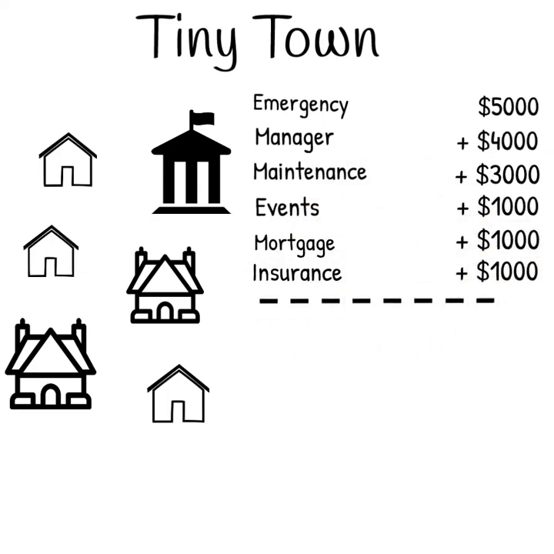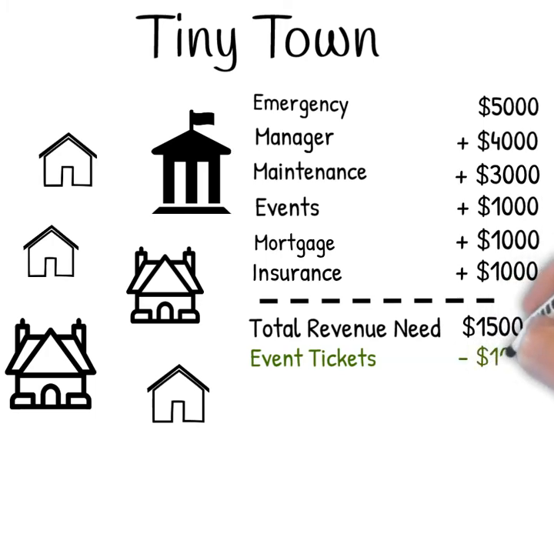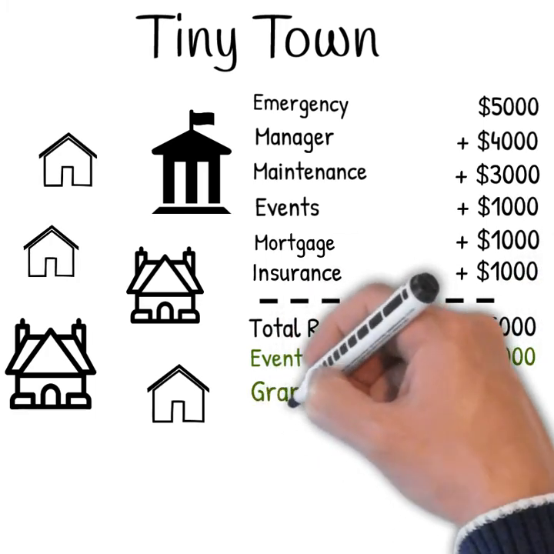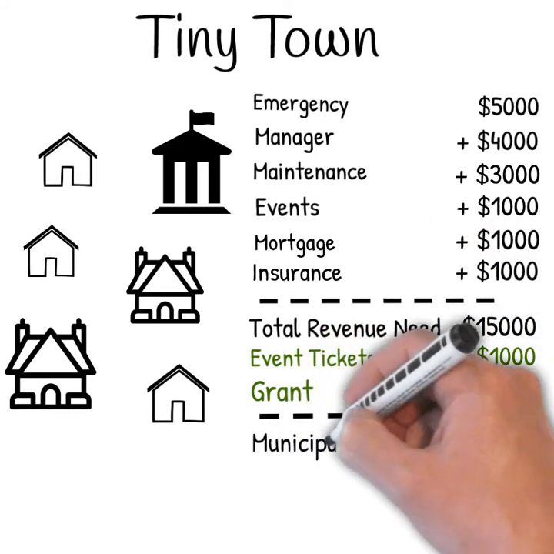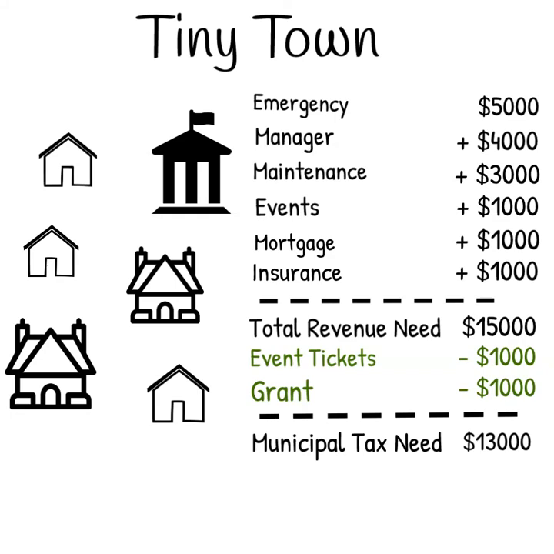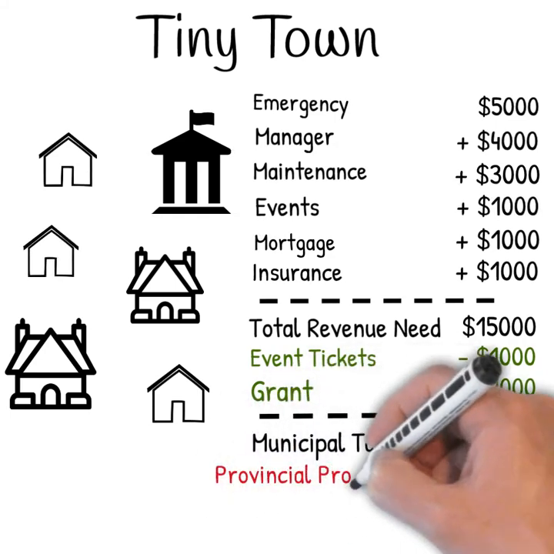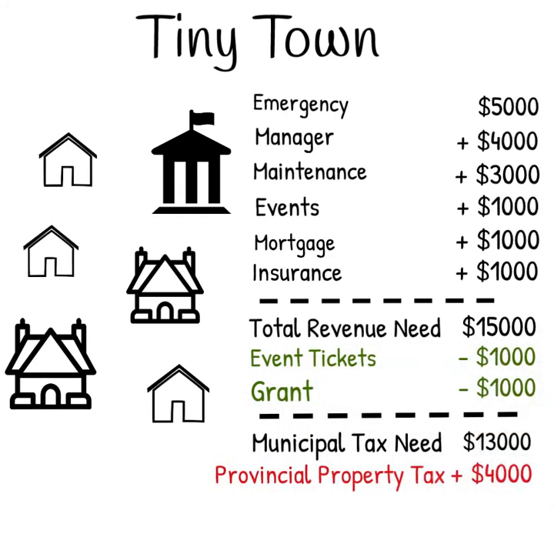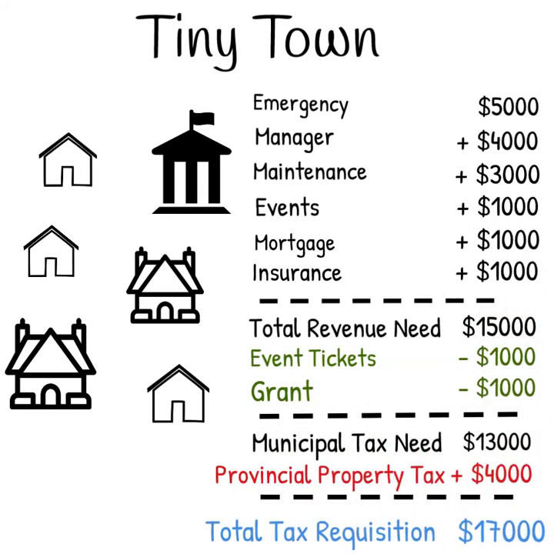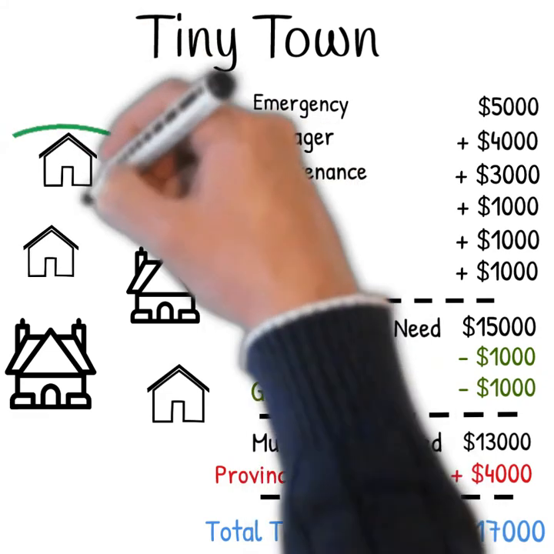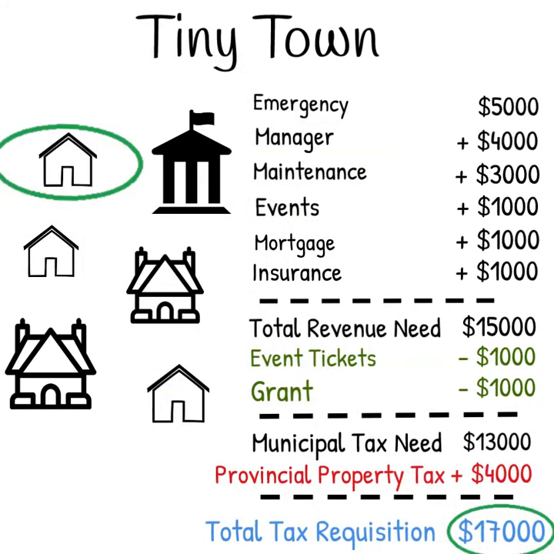This means that Tinytown has a total revenue need of $15,000. However, its events run at cost recovery by selling tickets. It also receives an annual community facility grant from the province. That means that it only needs to generate $13,000 in tax revenue. But, of course, Tinytown also needs to collect property tax for the province. In this case, $4,000. So that means its total tax requisition will be $17,000. So how does Tinytown determine how much each homeowner contributes towards the $17,000? To learn that, check out my next video.